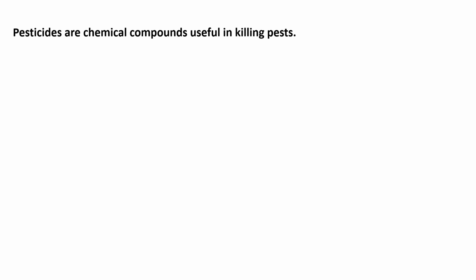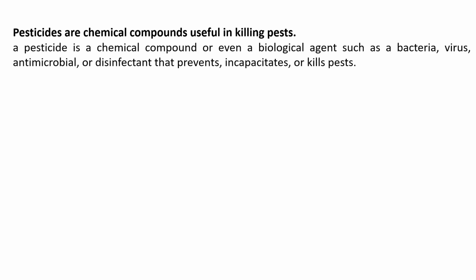So pesticides are chemical compounds useful in killing pests. This is a common and general definition anybody knows. A pesticide is a chemical compound or even a biological agent such as a bacteria, virus, antimicrobial or disinfectant that prevents, incapacitates or kills the pests. That's the point which you should write.